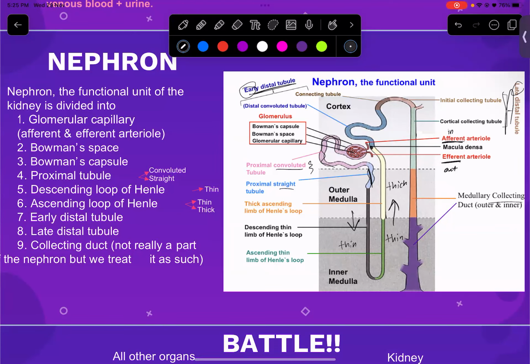And finally, we have the collecting duct, which technically is not really part of the nephron, but we treat it as such just to make things easier and more simple for us physio-wise, okay?